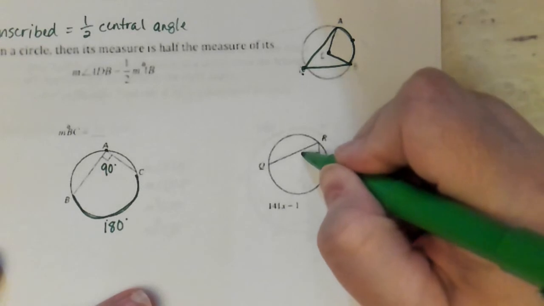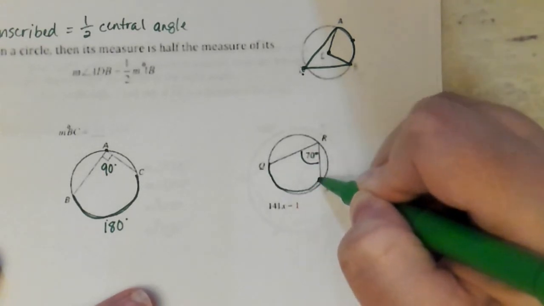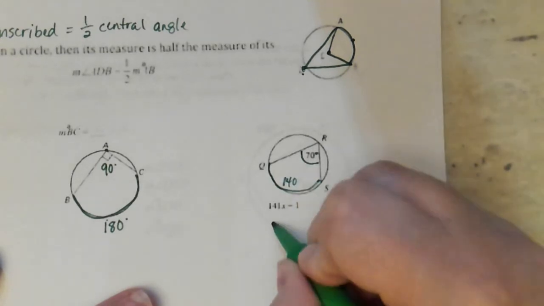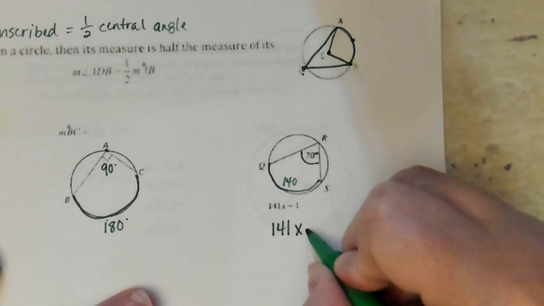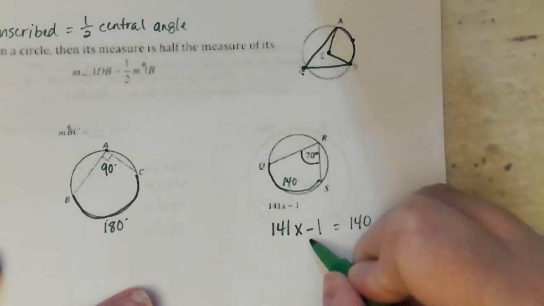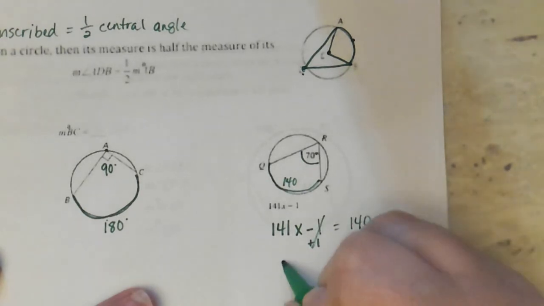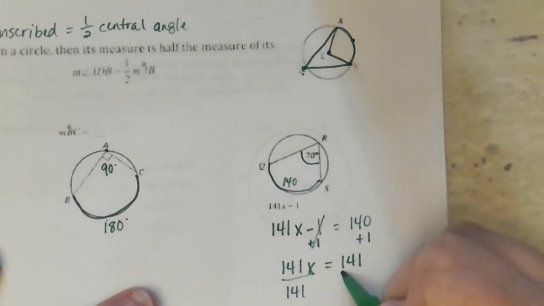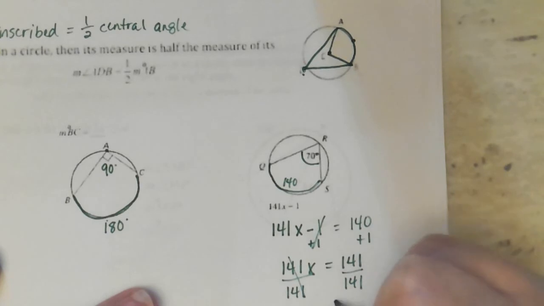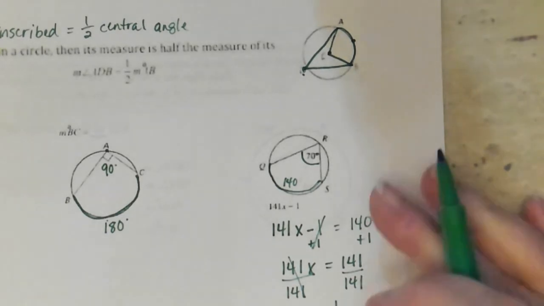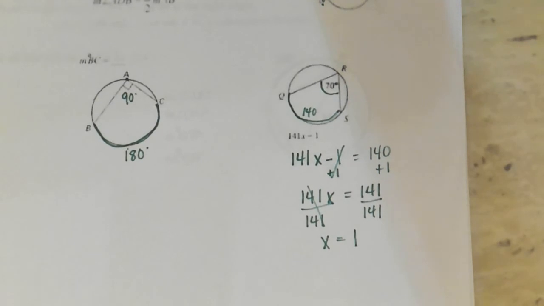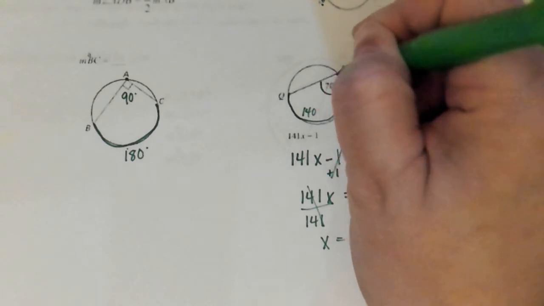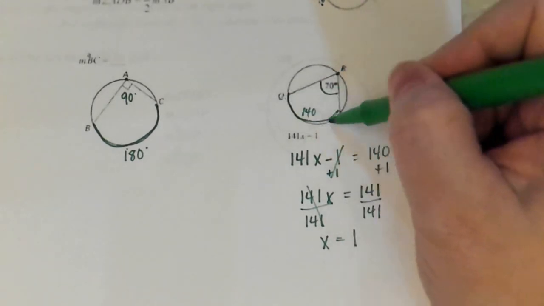Same thing kind of goes here. This 70 is half of this. So if this is 70, then this must be 140. That's how we're able to solve this. 141x minus 1 equals 140. We add our 1. So 141x equals 141. You can divide by your 141 in front of the x. So x is 1. Okay. Sorry, that got off the screen. Okay. So that's our first theorem that we're learning, that an inscribed angle is half of its intercepted arc. Basically, if the vertex is on the edge of the circle, then whatever arc it intercepts, it's half of.